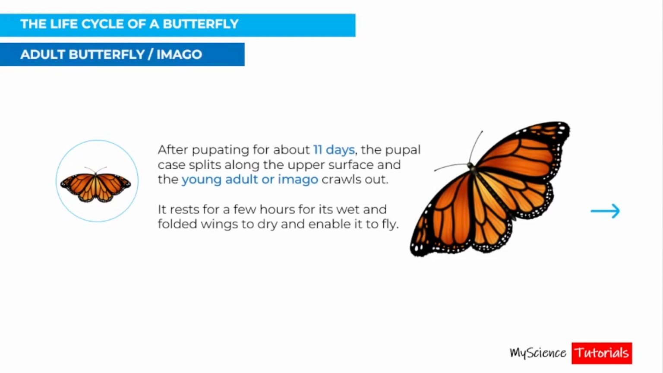So after pupating for about 11 days, the pupal case splits along the upper surface and the young adult or imago crawls out. It rests for a few hours for its wet and folded wings to dry to enable it to fly.